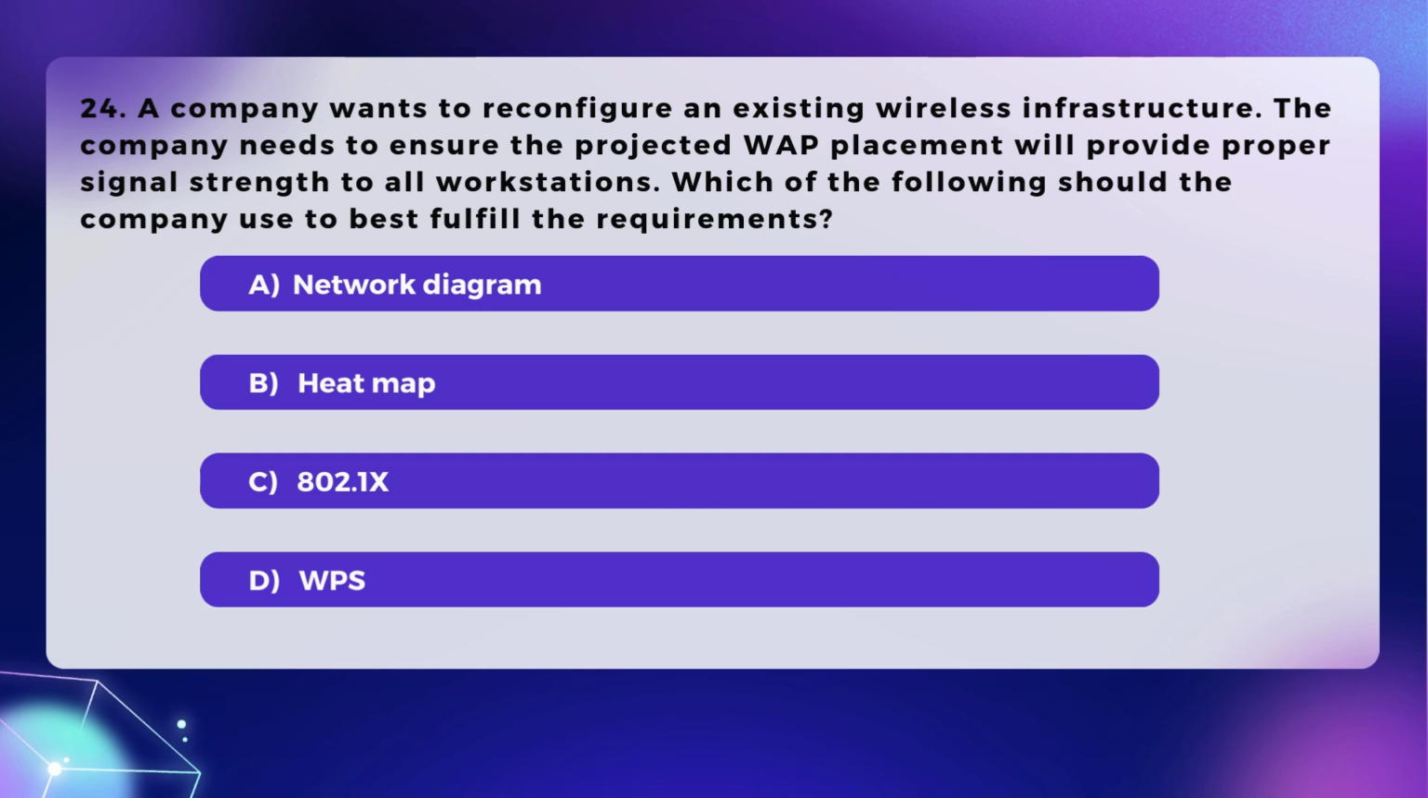A company wants to reconfigure an existing wireless infrastructure. The company needs to ensure the projected WAP placement will provide proper signal strength to all workstations. Which of the following should the company use to best fulfill the requirements? A. Network diagram, B. Heat map, C. 802.1x, D. WPS. The correct answer is B.